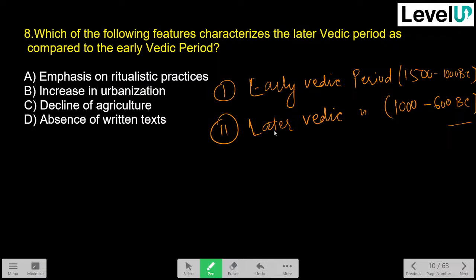These are actually the kind of questions which I cannot put. Okay. So please answer this question. Which of the following features characterizes the latter Vedic age? So in the latter Vedic age, what is happening? Increase in urbanization was happening in the latter Vedic age. Okay. Next question.